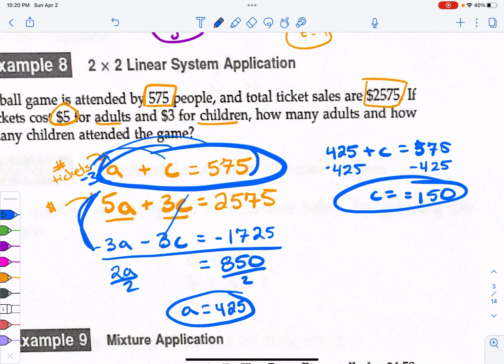Because we're not dealing with x's and y's, I'm not going to write it as an ordered pair. You could if you wanted to. Why do I have two equal signs? I have no idea.